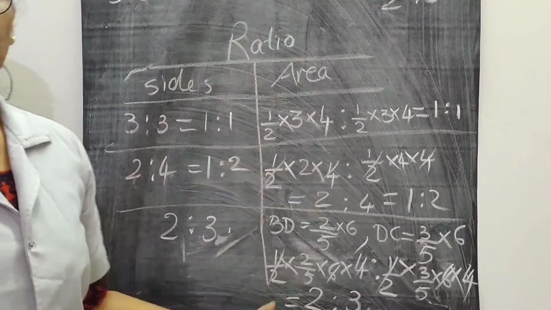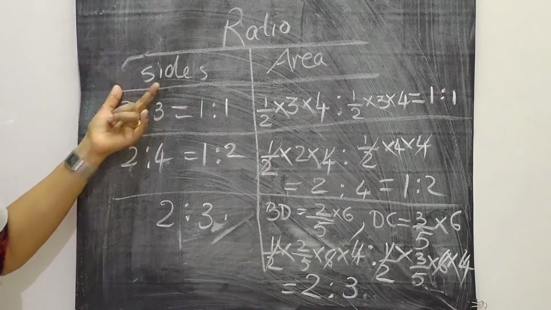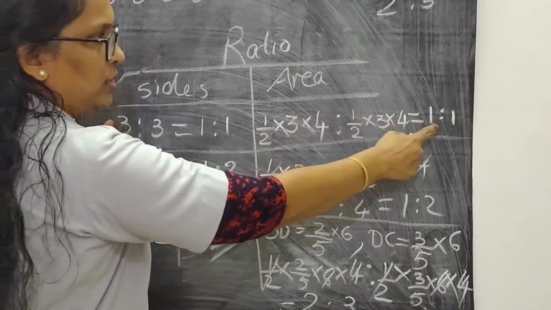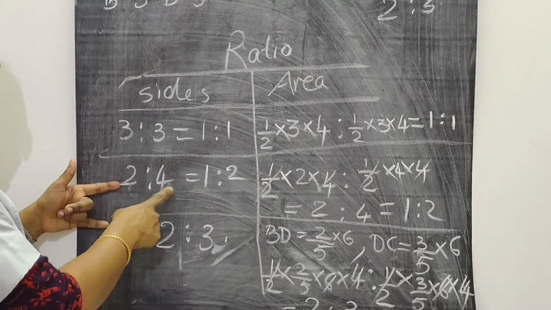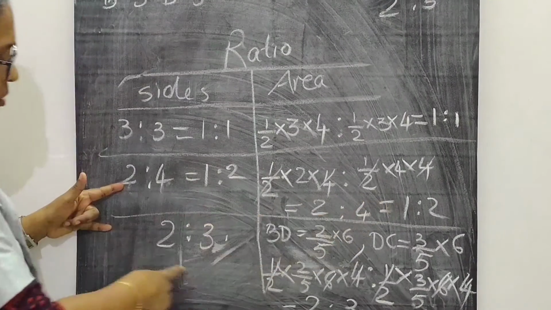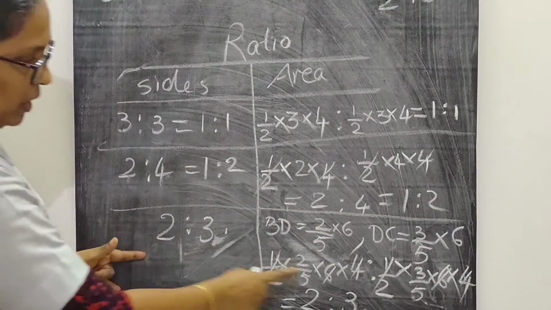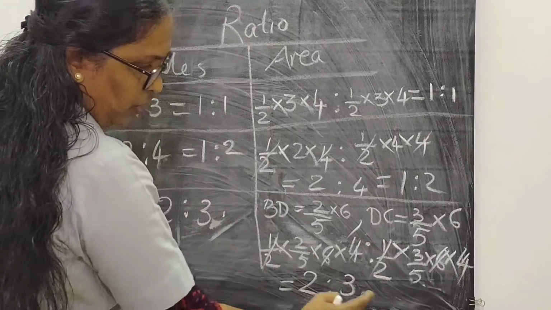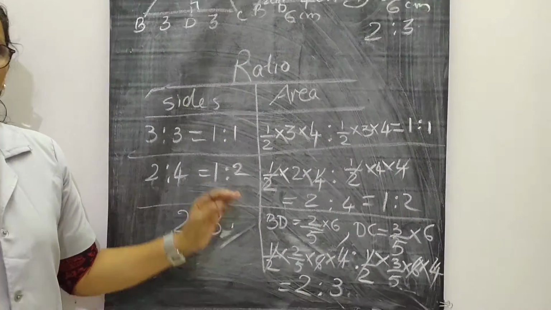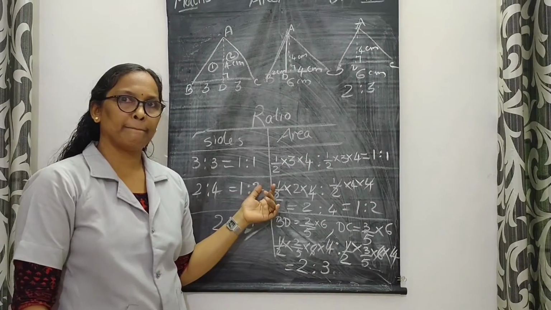So what can we conclude from this table? See here, the first one, the ratio of the sides is 1:1. Area also the same. And here the ratio of the sides is 1:2, and here also it is 1:2. And the third one 2:3. Areas ratio also 2:3. So what can we conclude here? Can you say what it is?